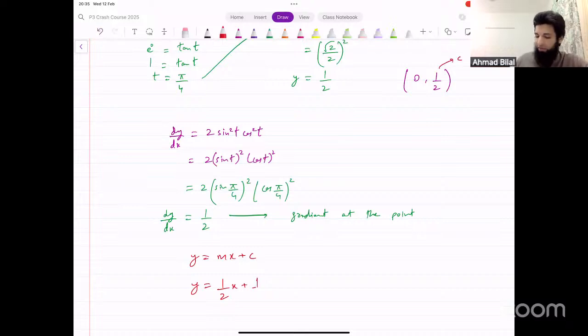So it's half x plus 1/2. That is going to be the equation of the tangent that we're looking for.